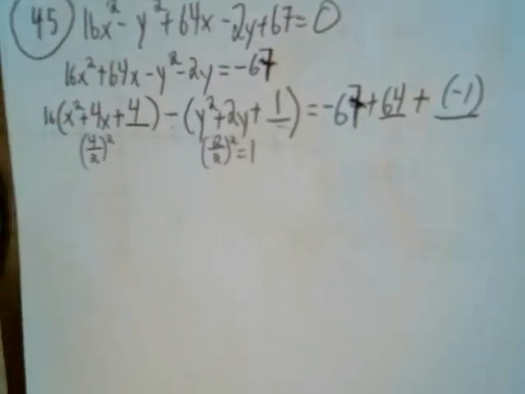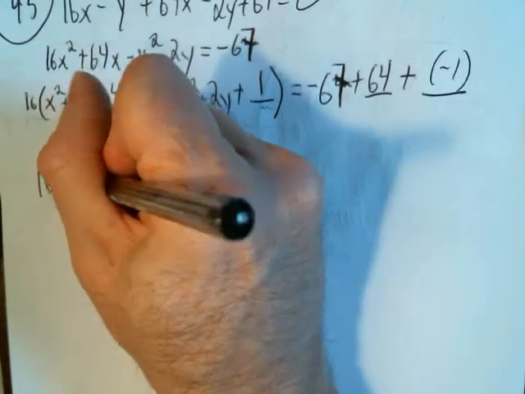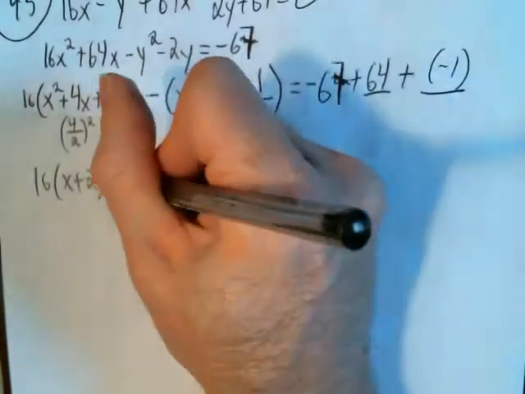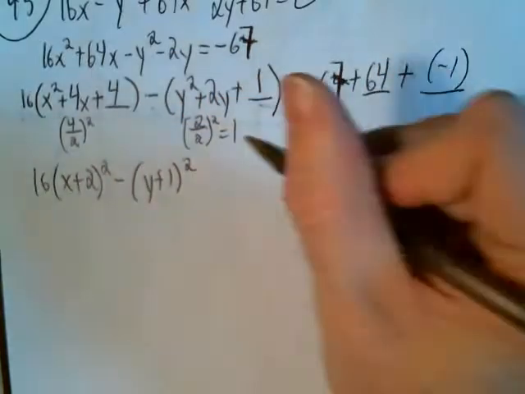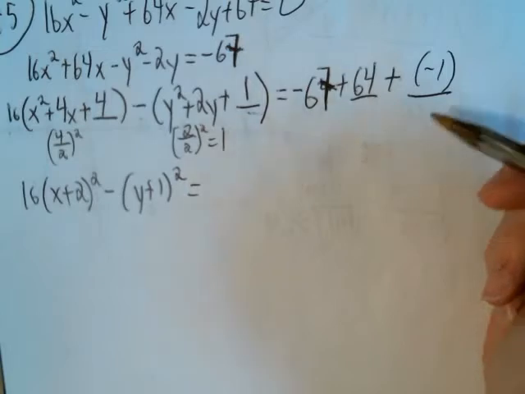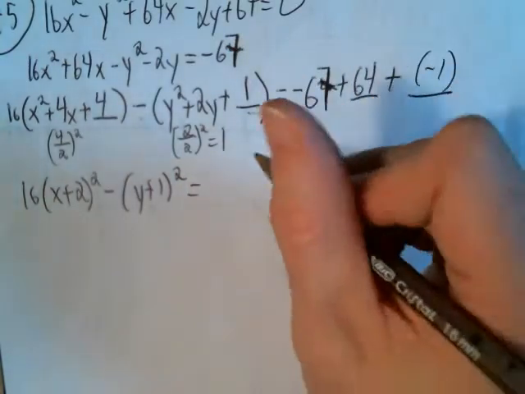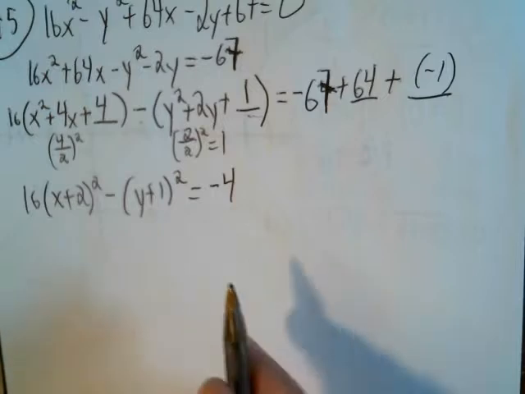Okay. Let's go ahead and factor this thing now. So I have 16 times x plus 2 squared minus y plus 1 squared equals negative 4, it looks like. Okay, we want to get it in the standard form, so I need to divide by this negative 4 on both sides.